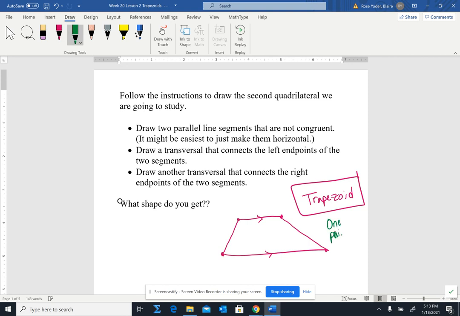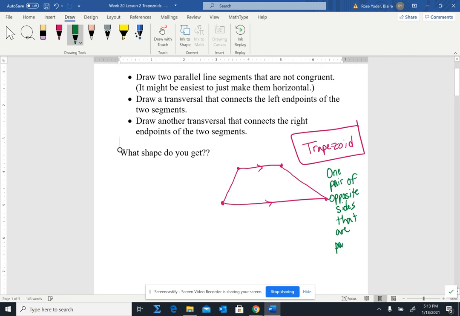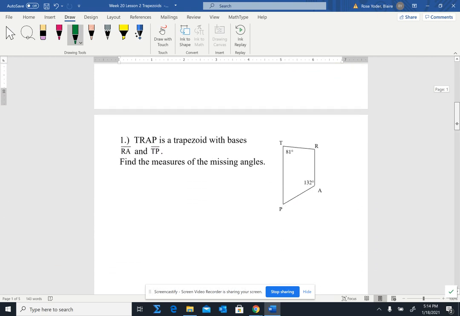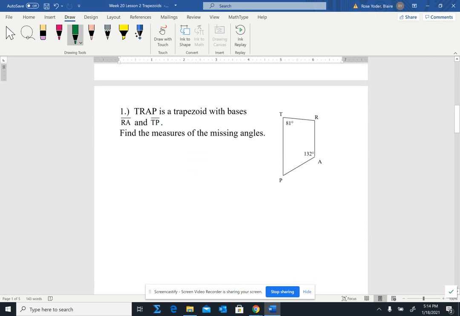One pair of opposite sides that are parallel. I'm running out of space. All right, so two pairs of opposite sides parallel, parallelogram. One pair of opposite sides parallel, trapezoid. So we'll be able to use some of the facts that we knew about parallelograms, but not all of them are true. We'll probably just be focusing on properties of parallel lines because that's something that we studied earlier.